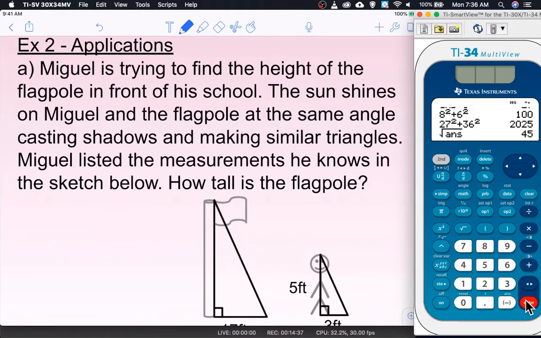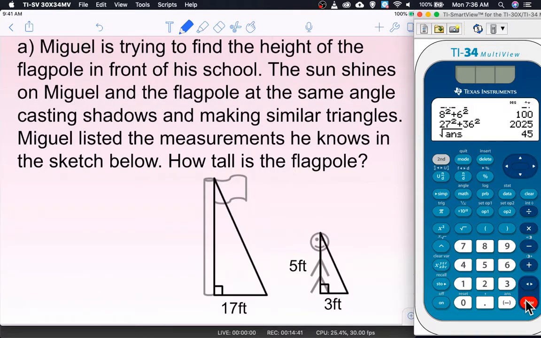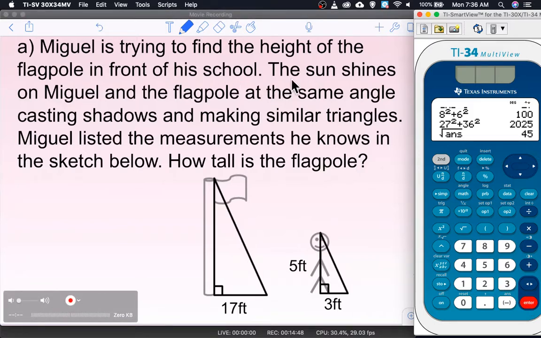Applications. It's really more of just kind of the same thing, but this is the one that relates to the "did you know" at the beginning. Miguel is trying to find the height of the flagpole in front of his school. The sun shines on Miguel and the flagpole at the same angle, casting shadows and making similar triangles, which is true. This actually does work. Miguel listed the measurements he knows in the sketch below. How tall is the flagpole?